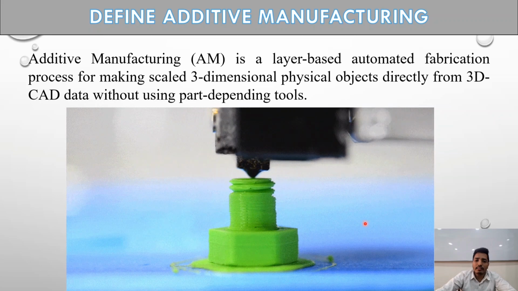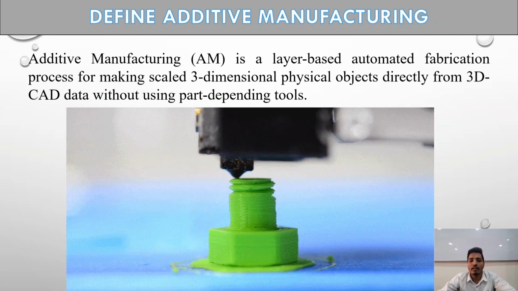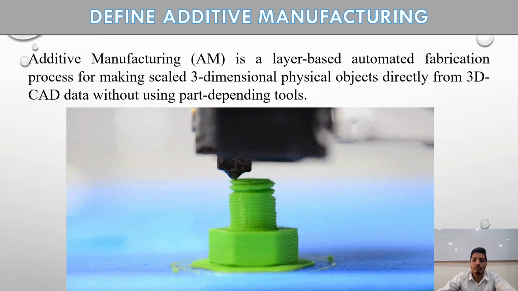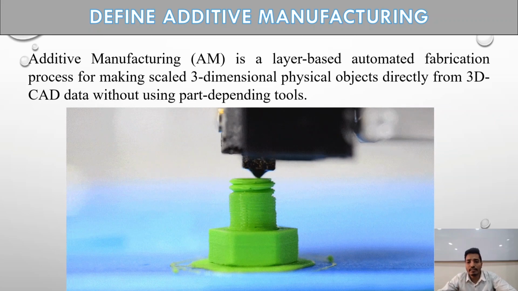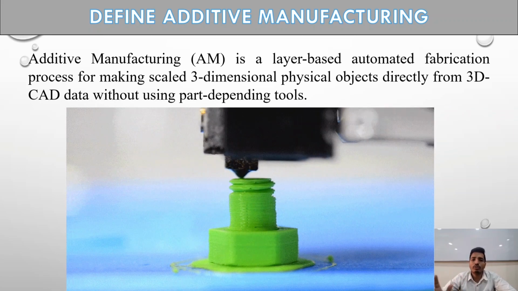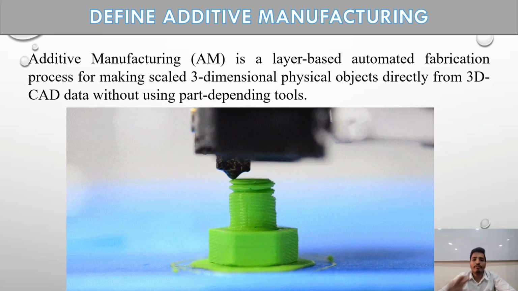So we are making this 3D object by using 3D CAD data. We are using different types of CAD software. You can use any software you want, and you can convert that into an STL file and do the remaining process. We'll go through that process step by step in our future slides. So I hope the definition is clear.